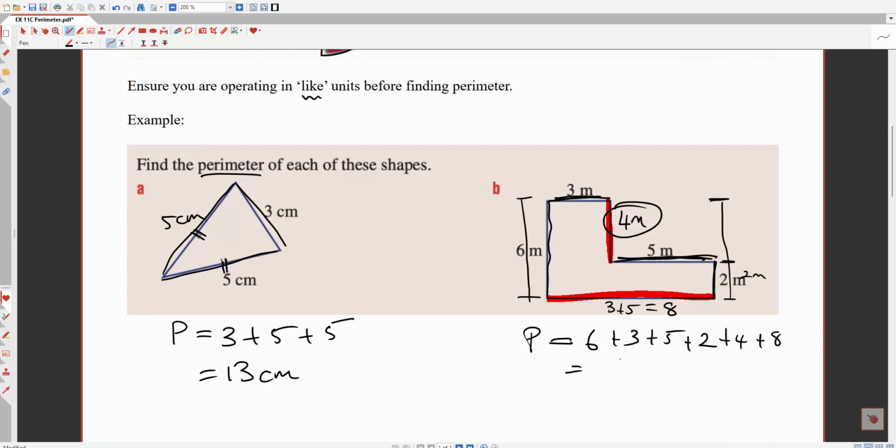And so when we stick that together, what do we got? 9, 14, 16, 20, 28. And don't forget the unit, that's meters.